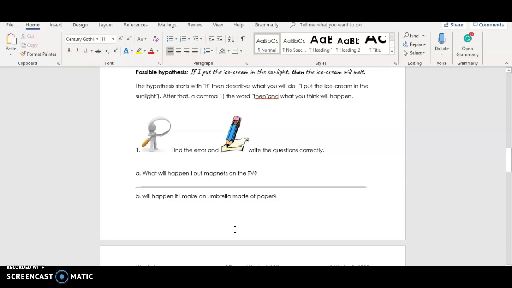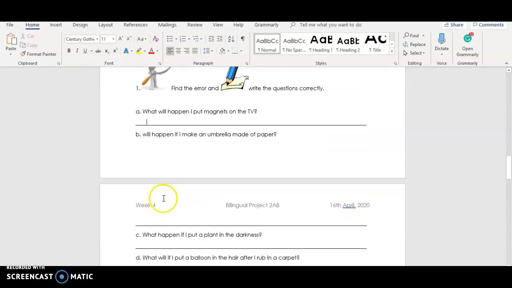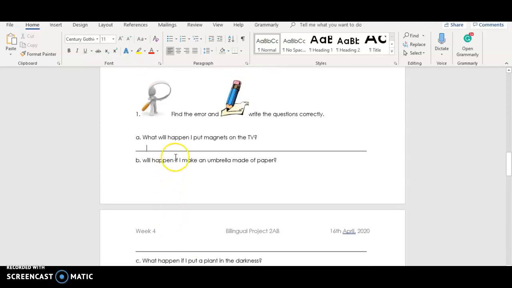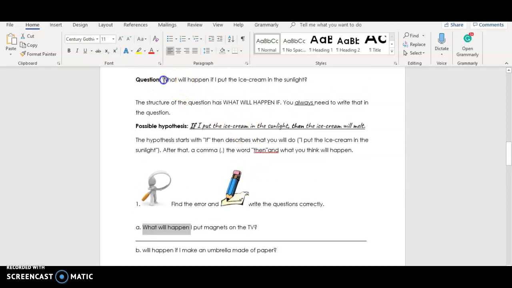You will do this in 1, in 2, 3, 4, and in 5 questions. The 5 mistakes are different. So this is a different mistake in here. What will happen I put magnets on the TV? Look at the correct question, and find what is the missing word in here. Did you find it? If you did it, write it here.